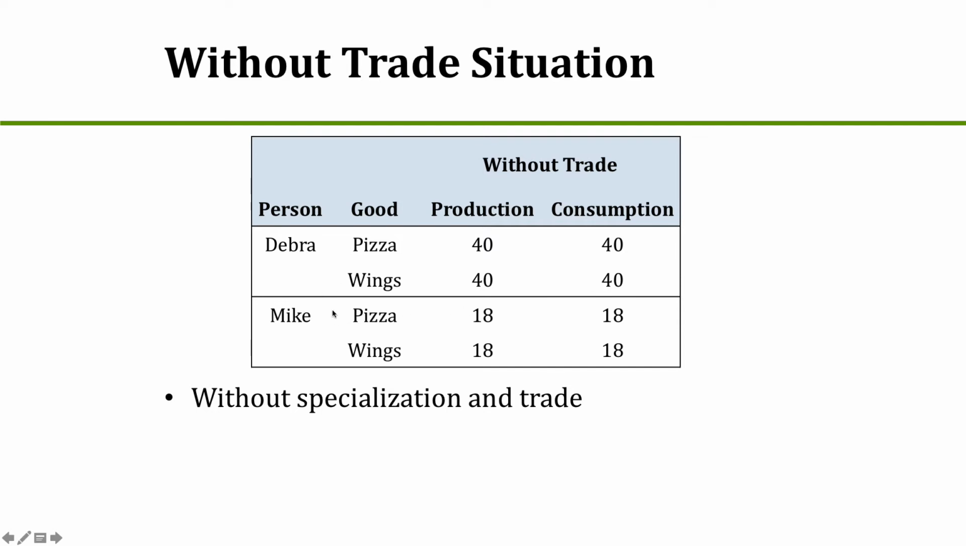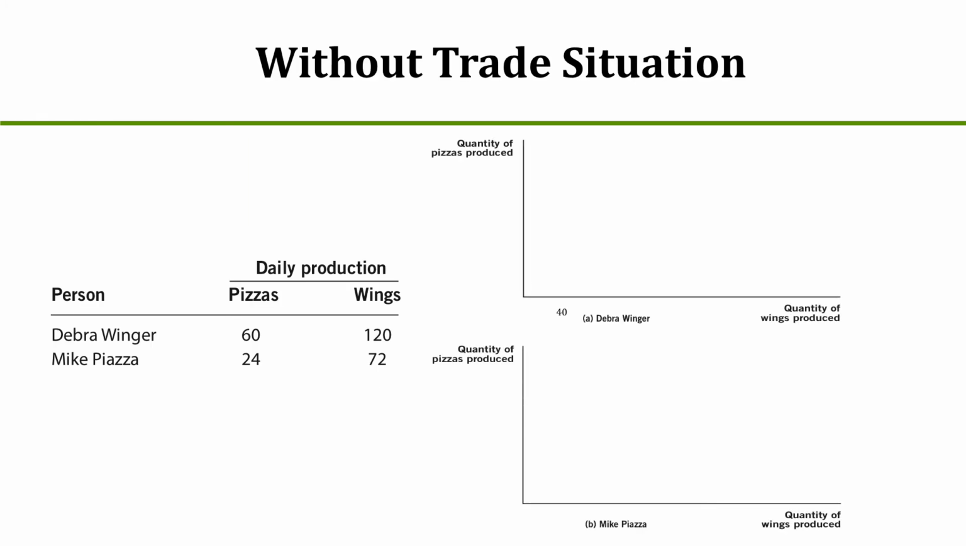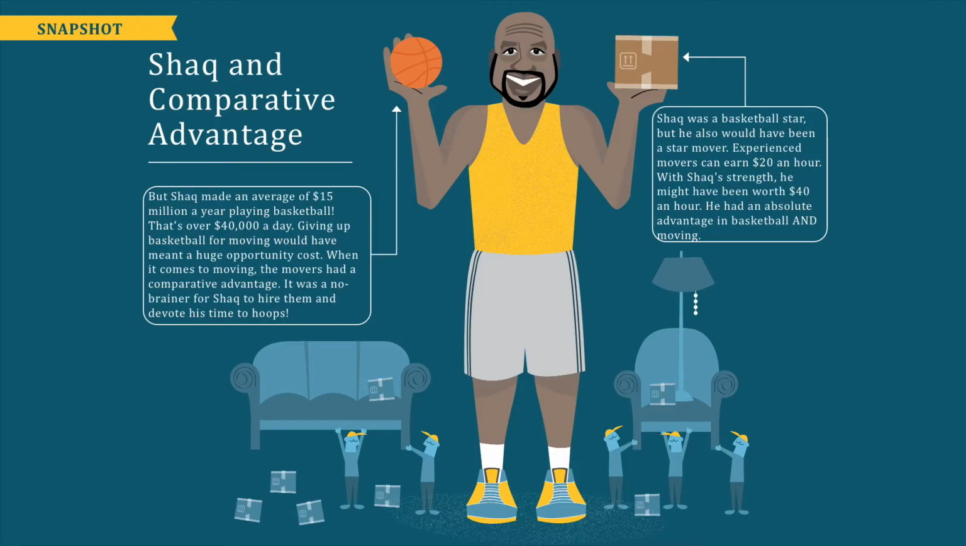Same thing happens for Mike. He has to consume whatever he's producing. That's why Mike is producing 18 pizza and consuming 18 pizza, and he's also producing 18 wings and consuming 18 wings as well. So without specialization and trade, you have to consume whatever you produce. That's the important part. And right now I want to explain how I end up with these numbers 40, 40, 18, and 18. I basically picked a point in the middle of their individual respective PPFs.